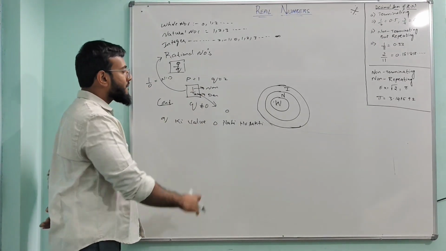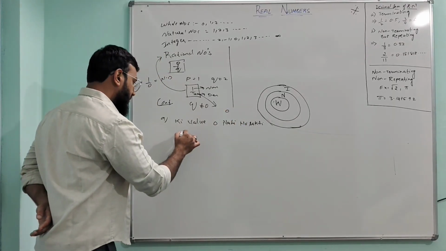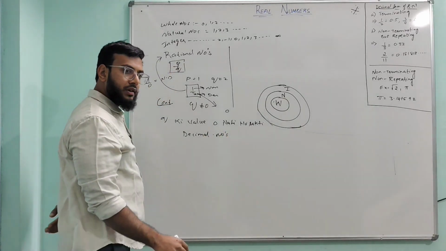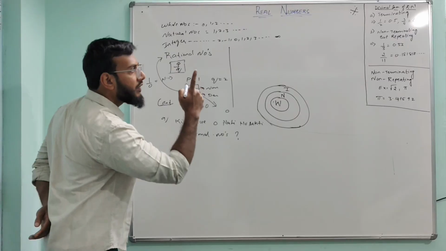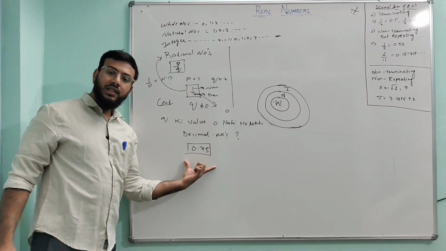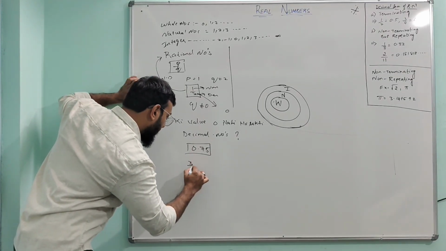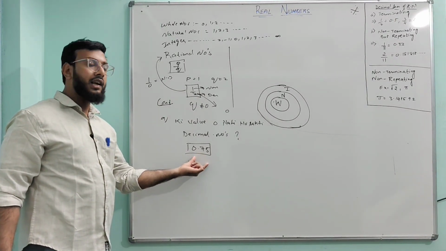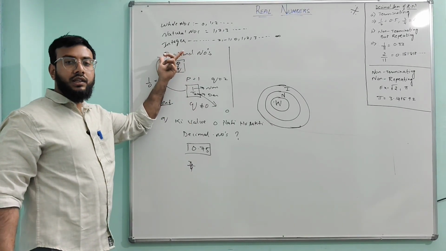Hope this is clear. Now the question comes whether decimal numbers come in rational numbers. Decimal numbers can come in rational numbers. Take an example which I have written, 0.75. Whether this number is a rational number or what? Yes, this is a rational number. How can I write this number? 3 by 4. If you divide 3 by 4, you'll get 0.75. Hence I can tell that decimals also are included in rational numbers.